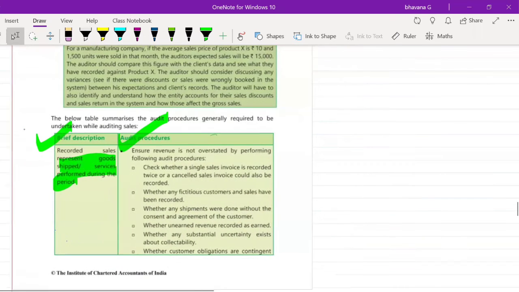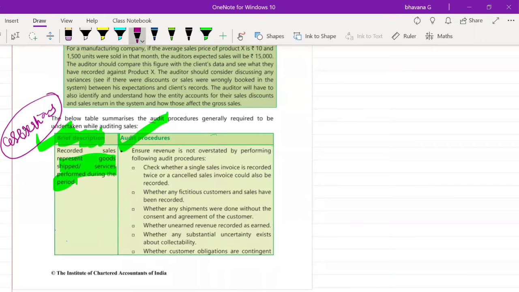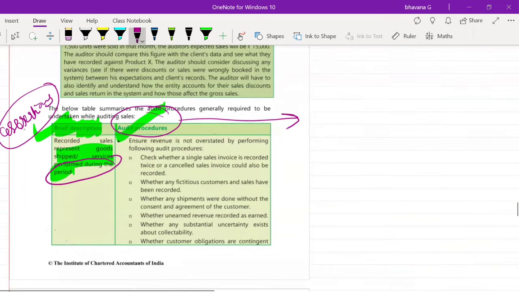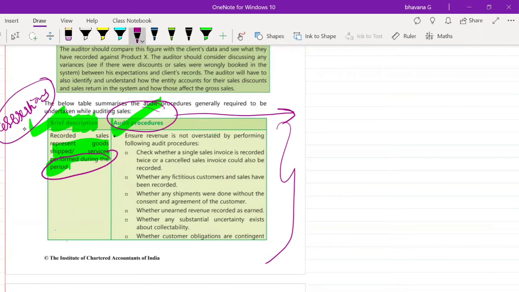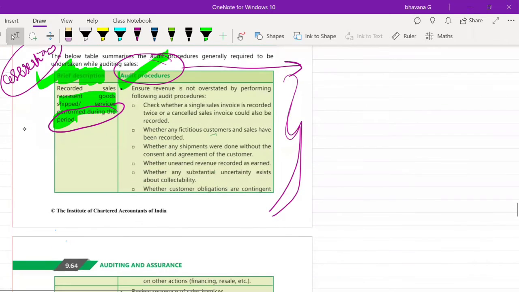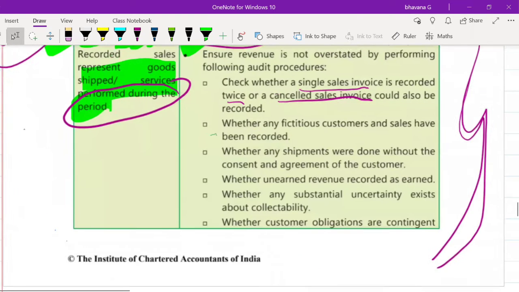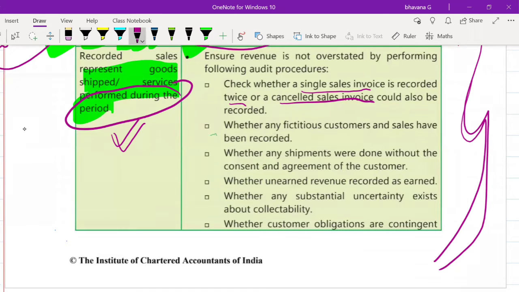So in this box of brief description, they will tell you what assertions you can make from sales. And in the audit procedures, what they will tell you is, suppose you have made an assertion that all these sales have been performed during the period only, how are you going to check that assertion? Whether that assertion is correct or wrong, you have to check. By a few audit procedures they have given you here. You have to check whether a single sales invoice is recorded twice or cancelled sales invoices are being recorded. All these you must check. Then only you will be able to confirm this assertion that sales have been performed during the period.